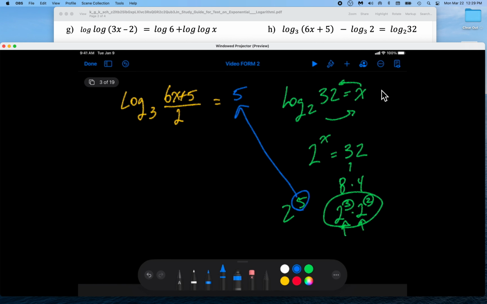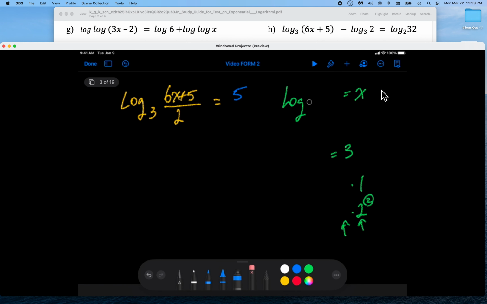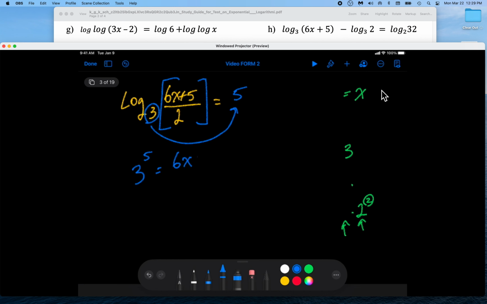Okay, so let's erase this. Okay, so now what are we going to do here now? So now we have this situation where we have this argument and this base. We're going to do whirlybird. So we're going to set 3 to the 5th equal to that argument.